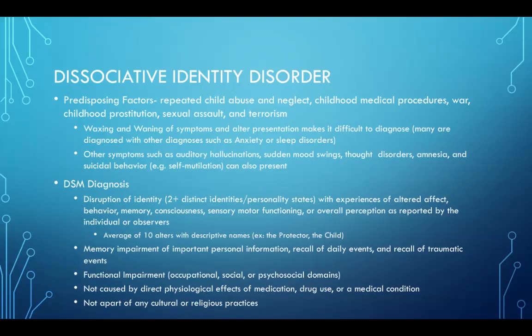There's an average of 10 alters, which are different personalities with descriptive names. It's usually like the protector, the child, the whore, and it comes out in those manners. Memory impairment of important personal information, recall of daily events, and recall of traumatic events. In hearing or learning about this, it almost seems that when the other personalities come out, you take the back seat and you might not recall what was done when that personality took over.